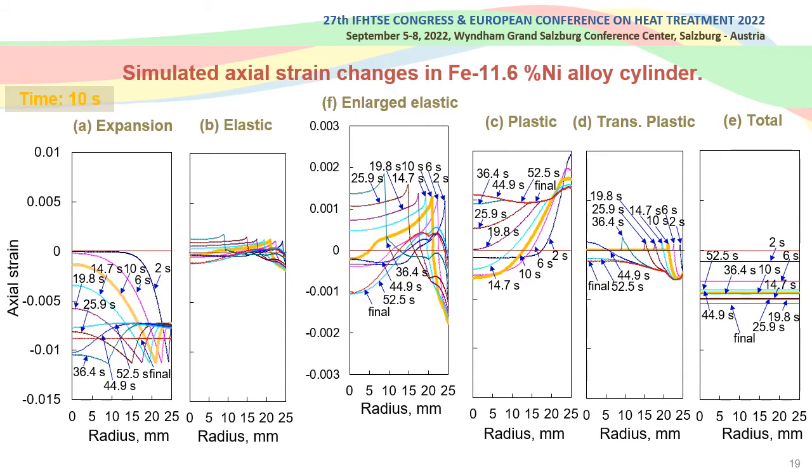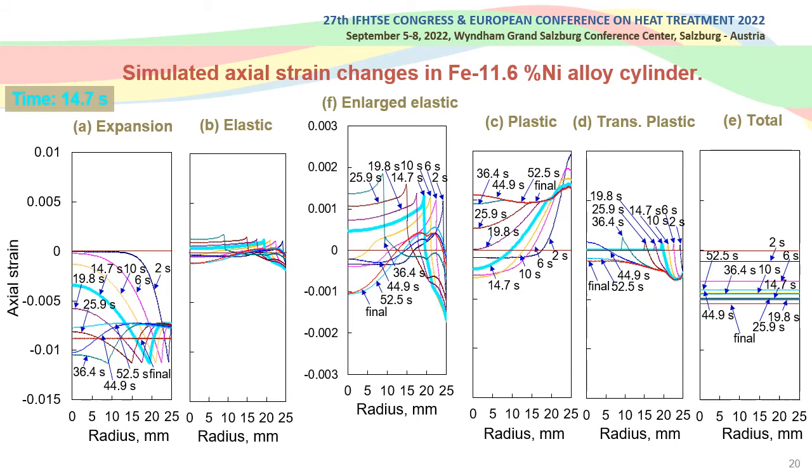The slide shows the distribution of various strains at 10 seconds. As in the previous slide, the martensitic zone expands as cooling progresses from the surface. A similar trend can be seen in the expansion plastic, transformation plastic, and elastic strain. The plastic strain is lowest at the cylinder core. The elastic strain is lowest at the surface. The total strain in the horizontal distribution decreases further.